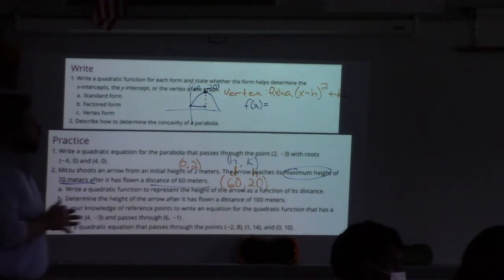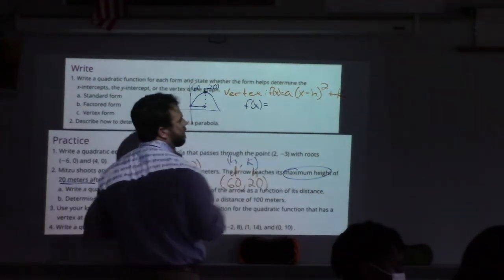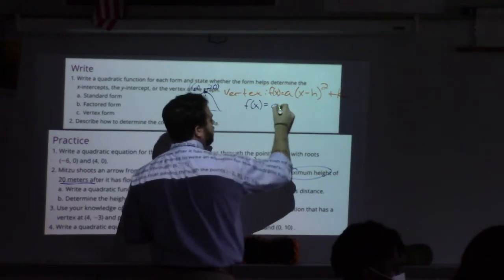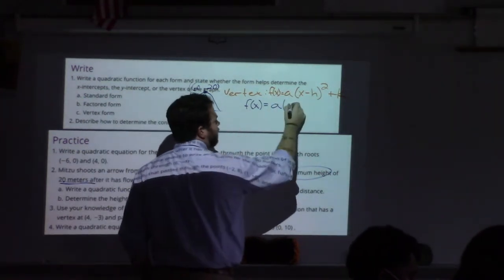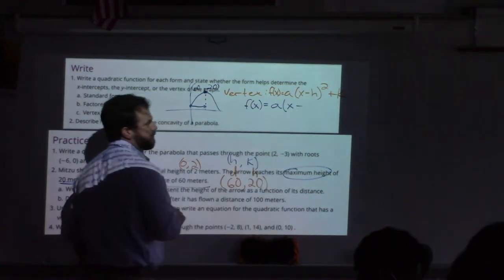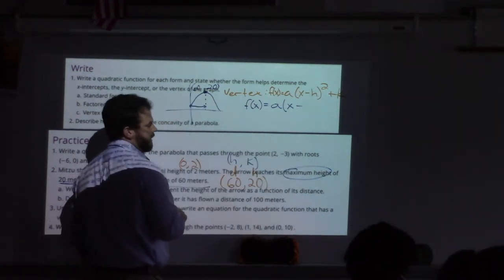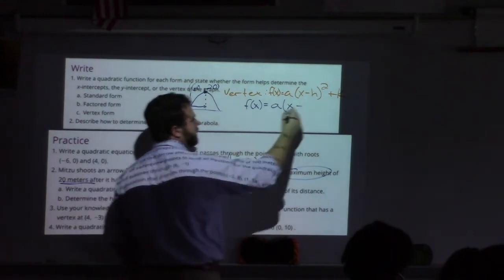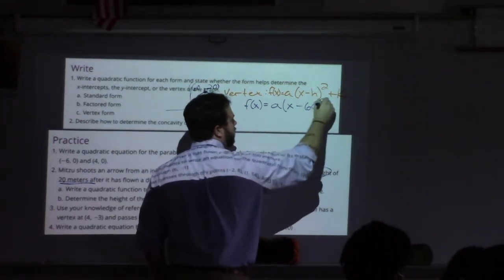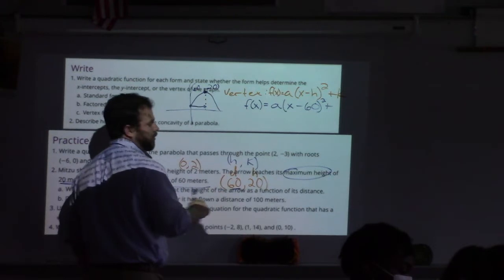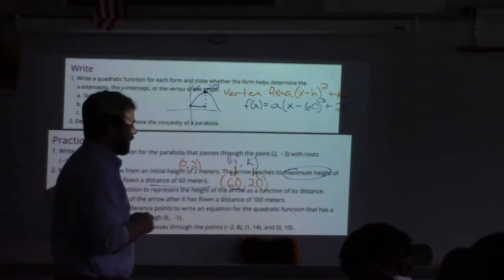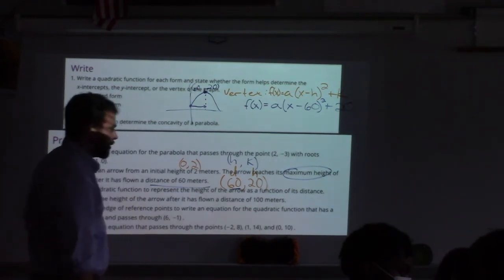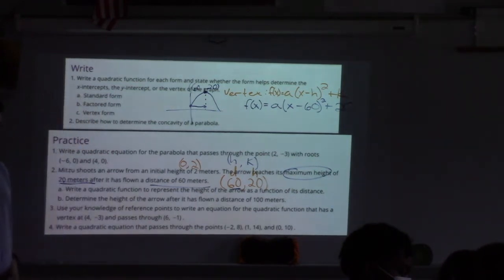So f of x equals, do I know my a yet? No. Do I know what h is? What is it? 60. Remember, that's the x value of the vertex. Squared plus, what's the k? 20, the y value of the vertex. Now at this point, I still need to figure out a. This is part of what your homework was in completing the other problem. How are we going to figure out what a is?